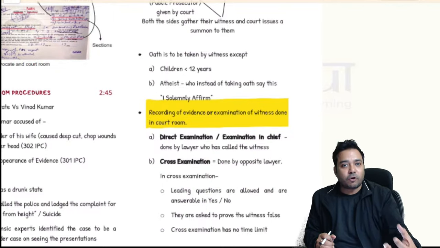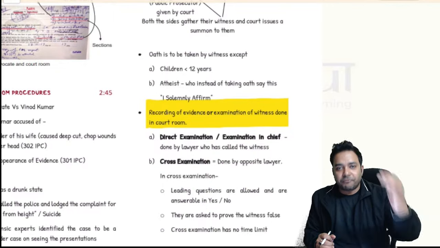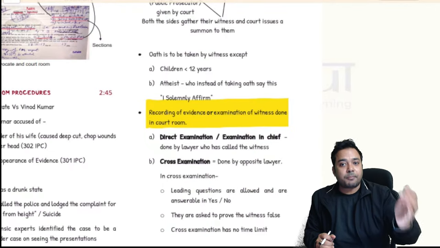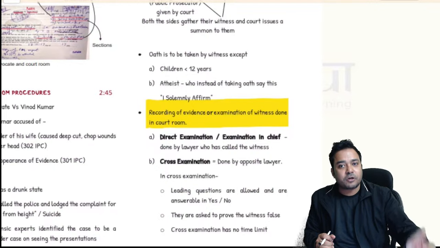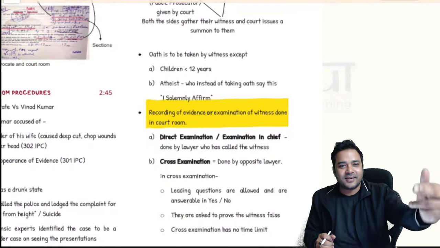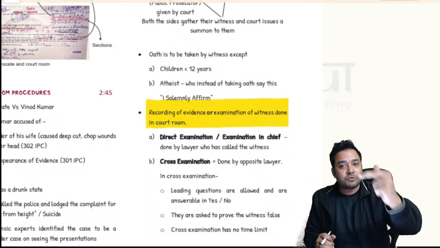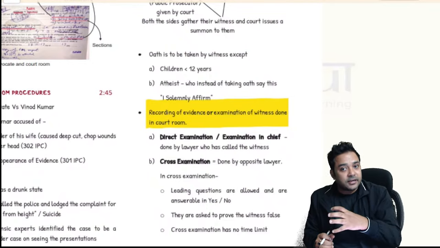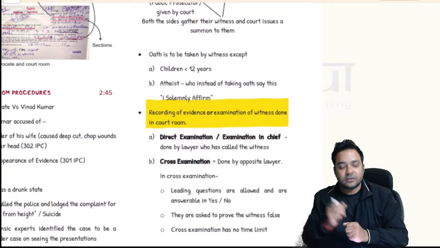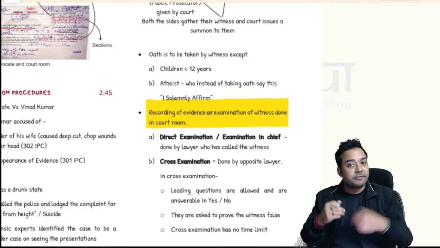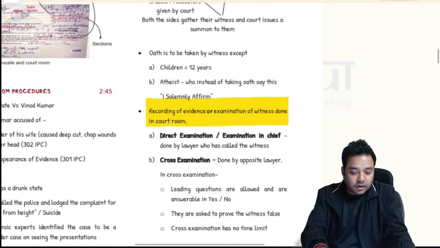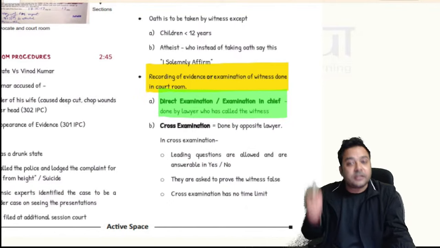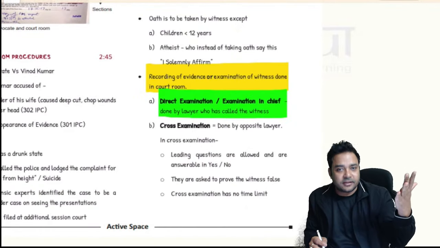Summon is a legal document, also called a subpoena, which compels a witness to come to court on a particular date at a particular time. What is the purpose? Recording your evidence. So when that witness comes to court after receiving the summon, the lawyers are there to examine their witnesses. The lawyer who has called his witness will examine his witness first. What do you call that? That is what is called direct examination or examination in chief. This is done by the lawyer who has called the witness.